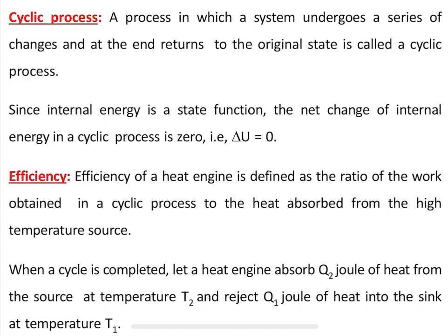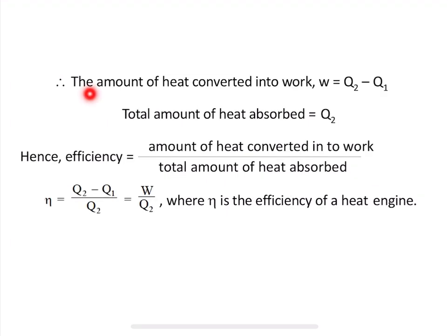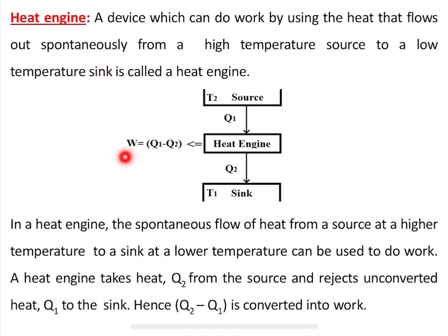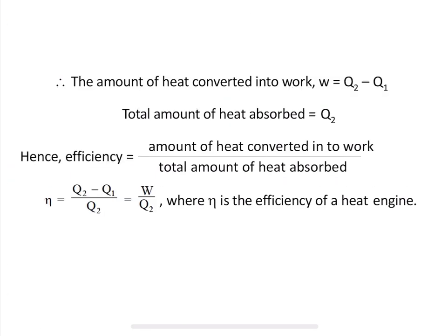Okay, and the next discussion is about efficiency. Efficiency is a measure of how efficiently the heat engine is going to work. The efficiency of a heat engine is defined as the ratio of the work obtained in a cyclic process to the heat absorbed from the high temperature source. When a cycle is completed, let the heat engine absorb Q2 joule of heat from the source at temperature T2 and reject Q1 joule of heat into the sink at T1. So the amount of heat converted into work will be equal to Q2 minus Q1. This is what we discussed in the heat engine, the amount of work done, W.